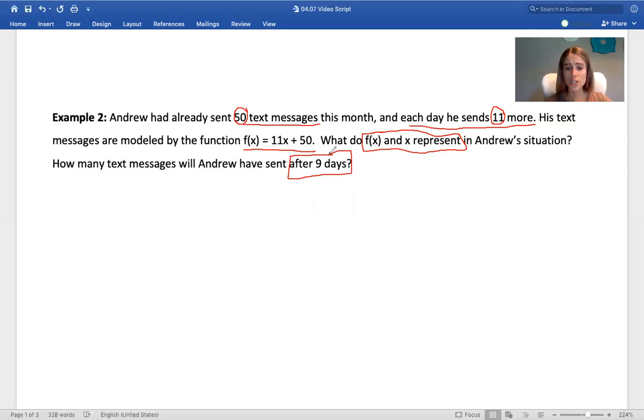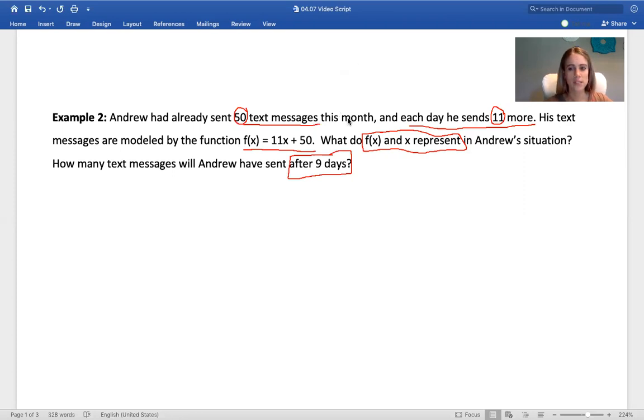All right, I would encourage you all to pause the video at this point and on your own, try to answer both of these questions. So determine what your variables represent, and then find out how many text messages Andrew has after 9 days. All right, we are going to answer the first question first because we need to know what our variables are so that way I can find the answer to the second half.